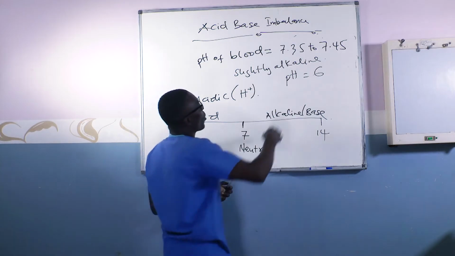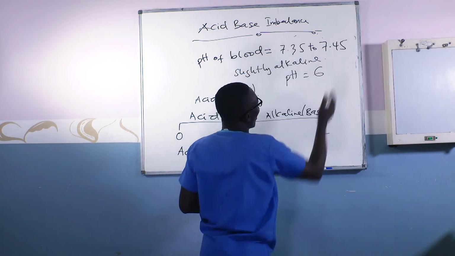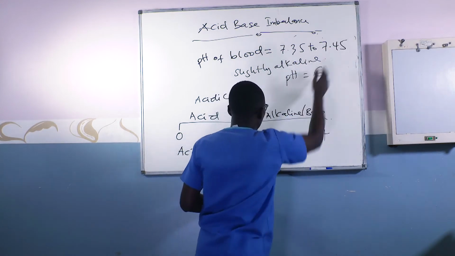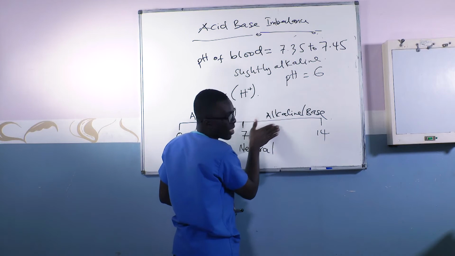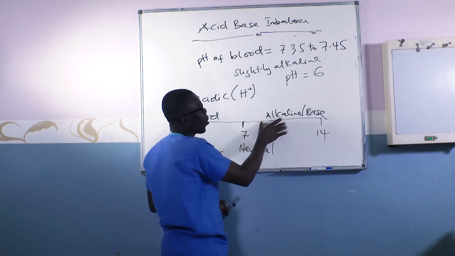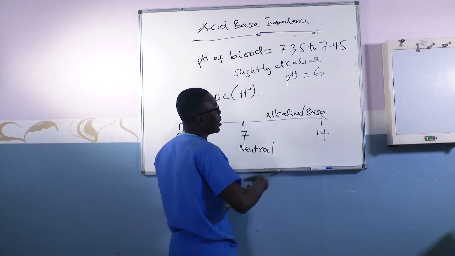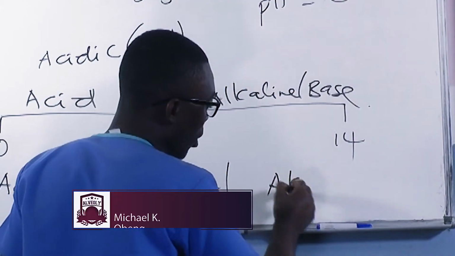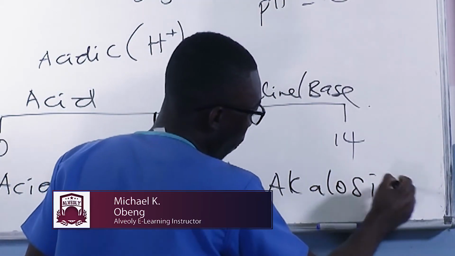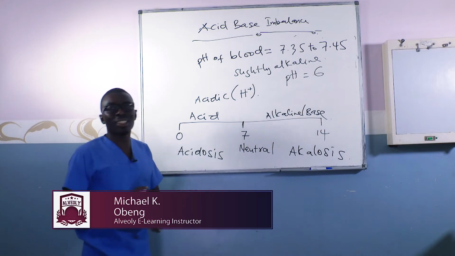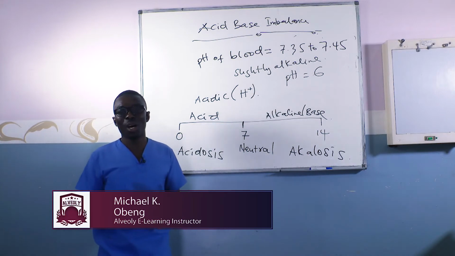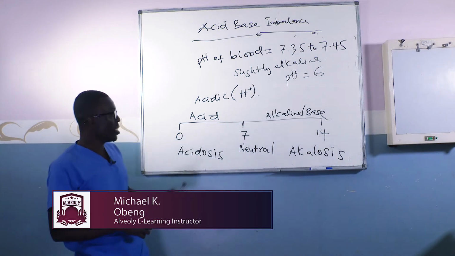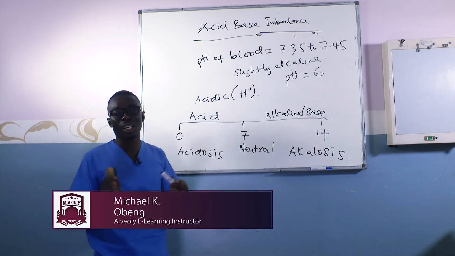If the pH of your blood is more than 7.45, then it means that you are moving towards this direction. So your blood becomes more what? Alkaline. Then we term it as what? Alkalosis. So basically, that is all that you have to know about acidosis and alkalosis. This is the foundation of acidosis and alkalosis.